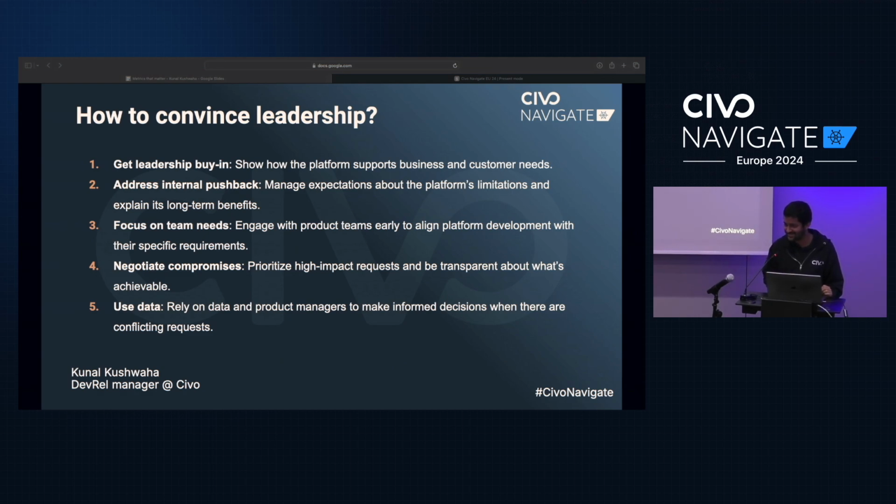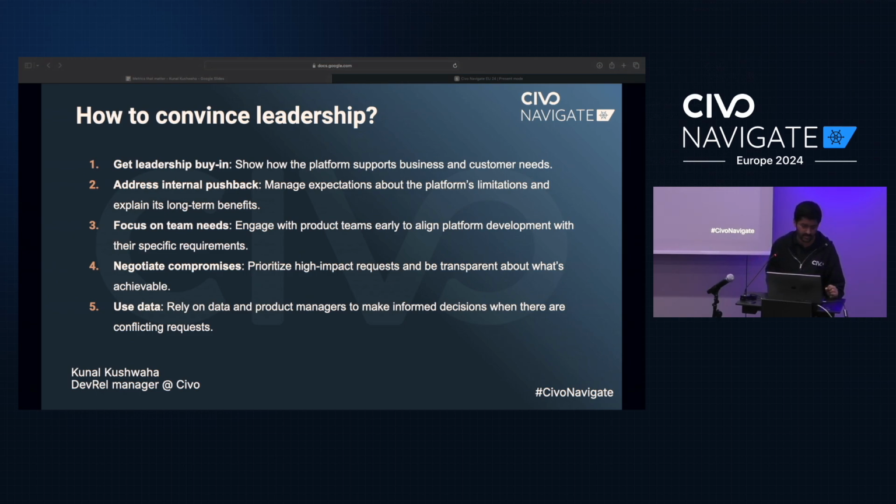Oh, that was nice. Yeah. Cool. Focus on the team's needs, so engage with product teams early to align platform development with their specific requirements. Again, it may not fit all the requirements, but you have to negotiate and compromise, which is the next point. So prioritize high impact requests and be transparent about what is achievable. Don't promise something you can't deliver.